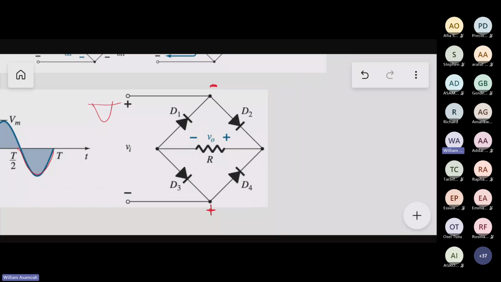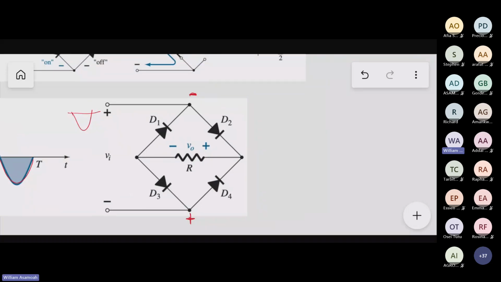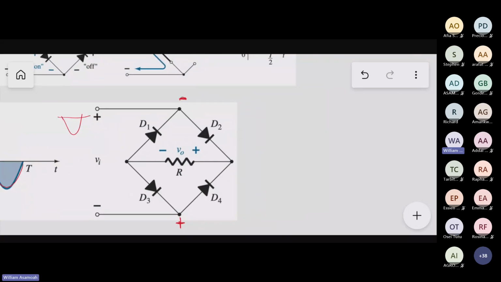Because here is negative and here is positive, D2 will conduct. Is that right? Yes, sir. So this one will conduct, and we came here, so we have Vm minus 0.7.